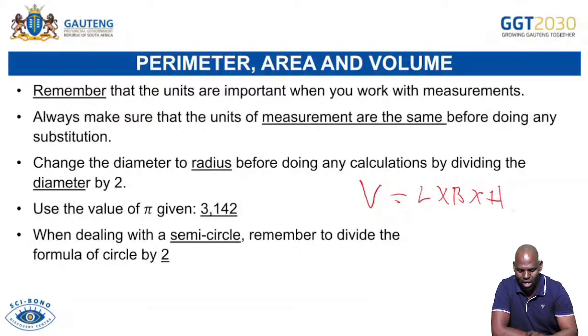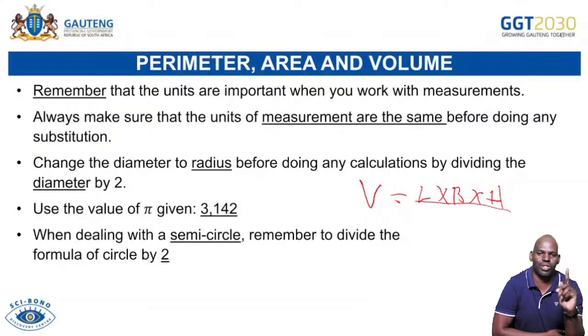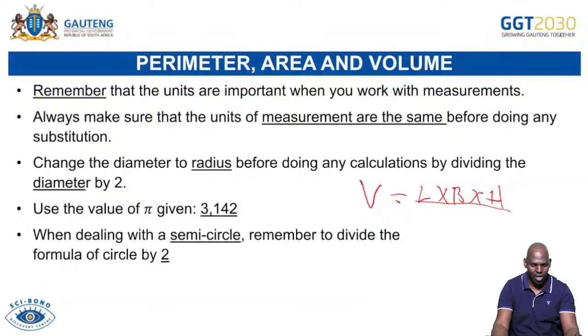You have to ensure that everything is in centimeters. If they say in meters cubed, you have to make sure that everything that you substitute there is in meters. We can't have centimeters, meters, and millimeters in one formula. We must have the values with the same unit.